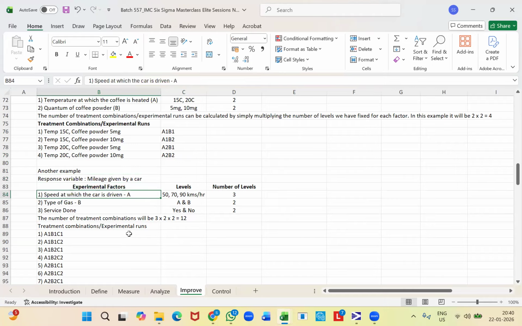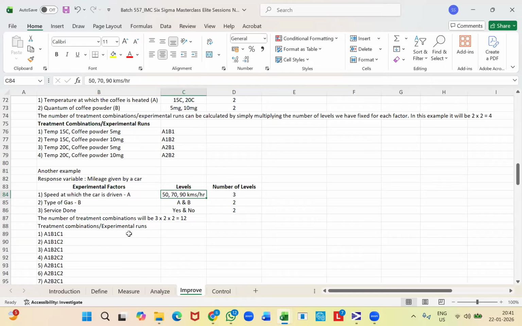And then the type of gas could be another factor, and the service, whether it is done or not, right? So these three are considered as experimental factors for this particular scenario where the output variable is mileage given by a car. Now, what I'm doing here, I am fixing 3 levels for the speed at which the car is driven. So, car driven at 50 kilometers per hour, 70 kilometers per hour, 90 kilometers per hour.